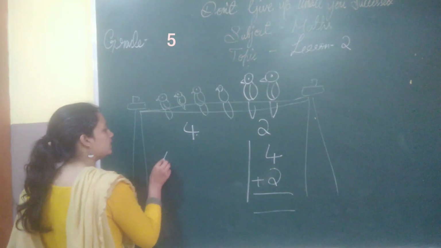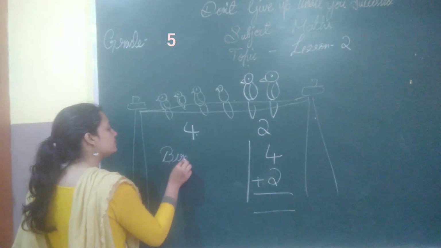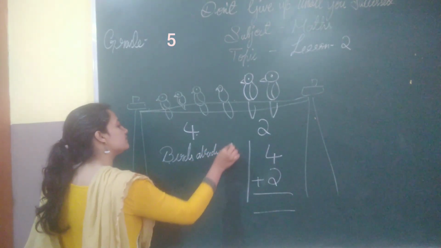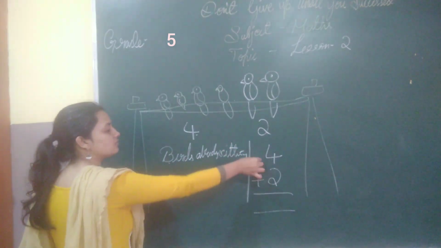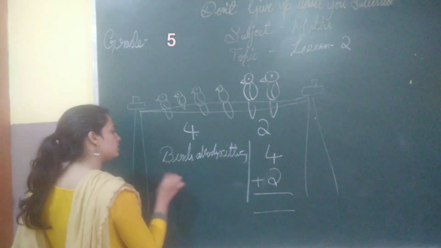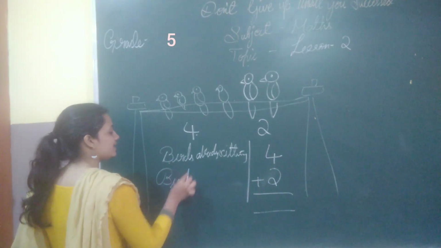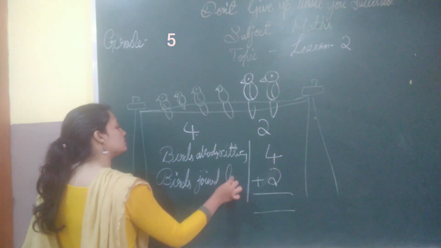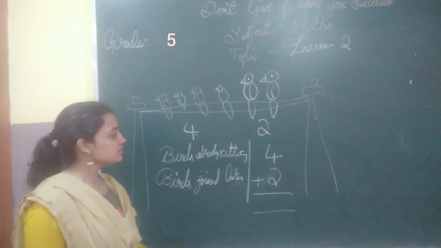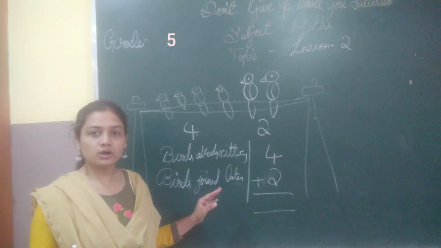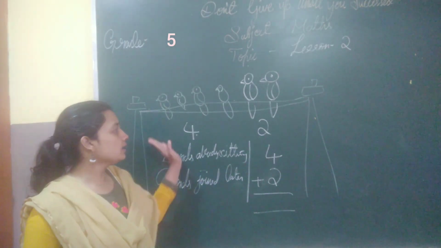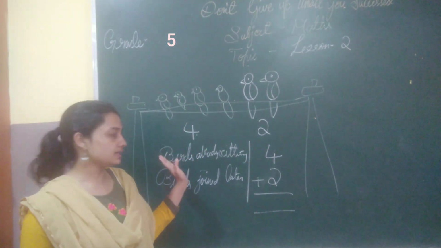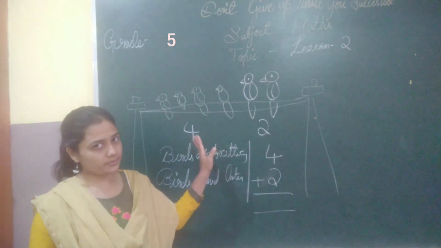So, we'll say birds already sitting. That is 4. Next, this 2 is telling about the birds joined later. Birds joined later. See children, this statement is your own normal English. You can also write birds already sitting on the pole or birds which were already there. Anything, but you should tell what this 4 is representing there.